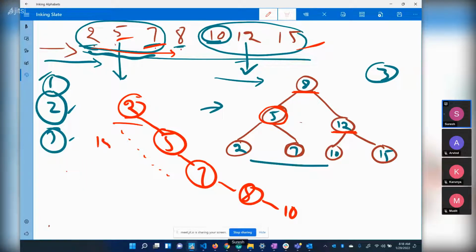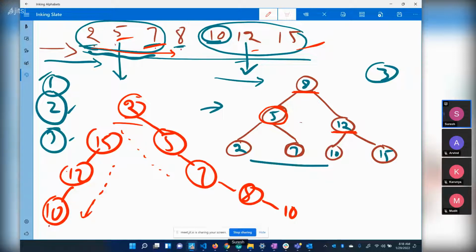You start with 15 there, and then 12. You have to put 12 on the left side. You have to put 10 on the left side. So you keep on increasing the left nodes, but you are not filling the right nodes. You cannot, because all the nodes on the left side of 15 are less than 15. So that is an increasingly ordered array, right?